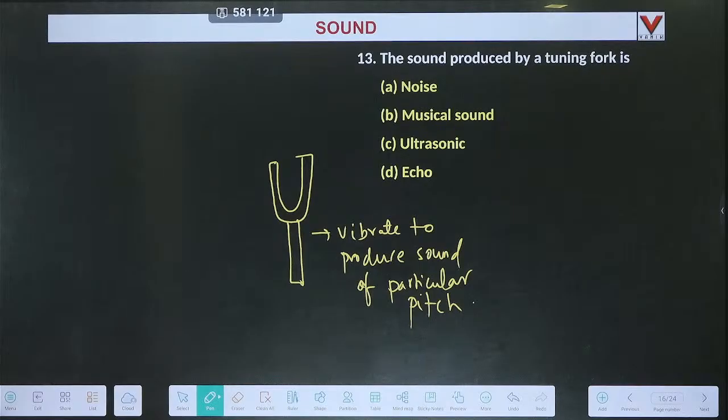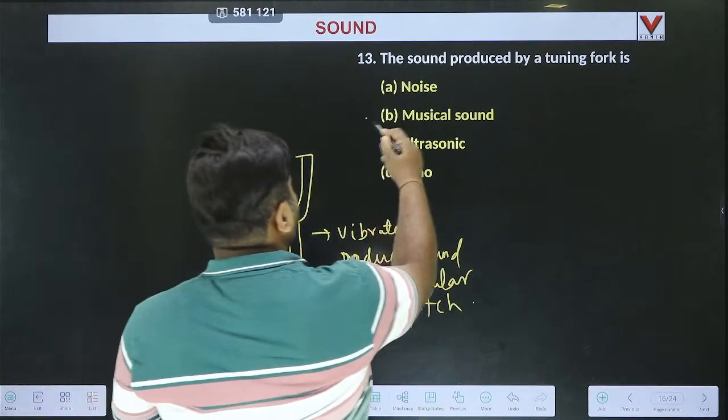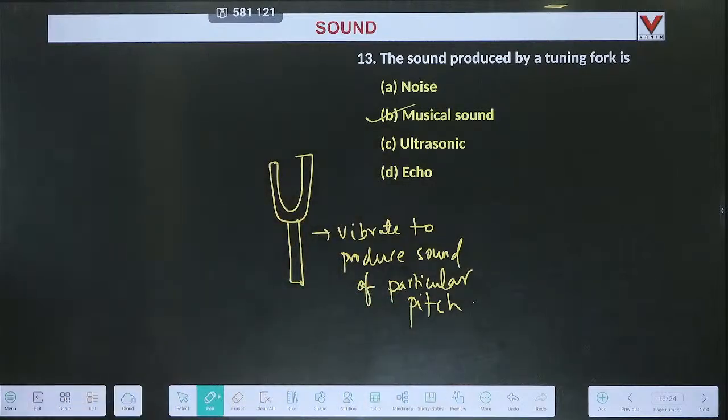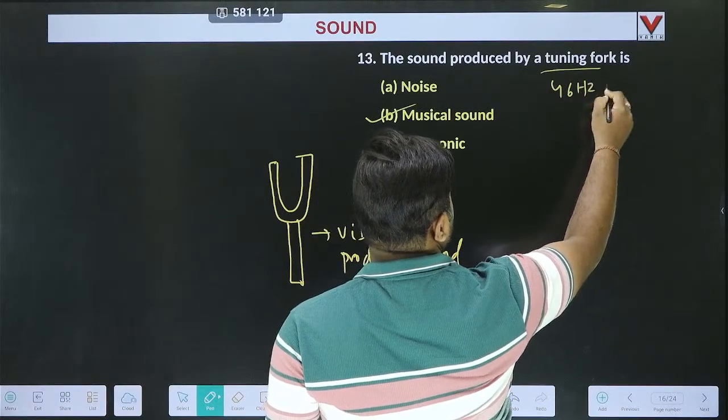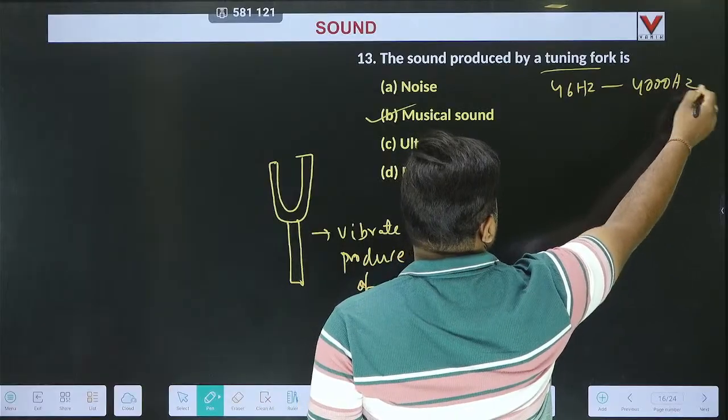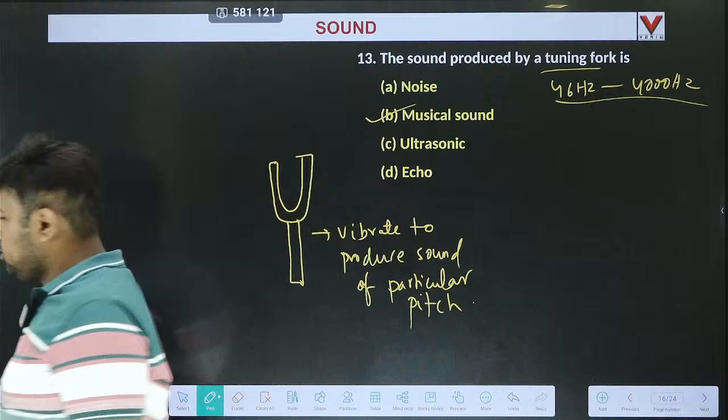So what type of sound will it produce? It will definitely produce a musical sound, meaning a good noise. The tuning fork sound is a musical sound. The range of this sound is quite wide: from 46 hertz to around 4000 hertz it can produce sound, and it is a musical sound.